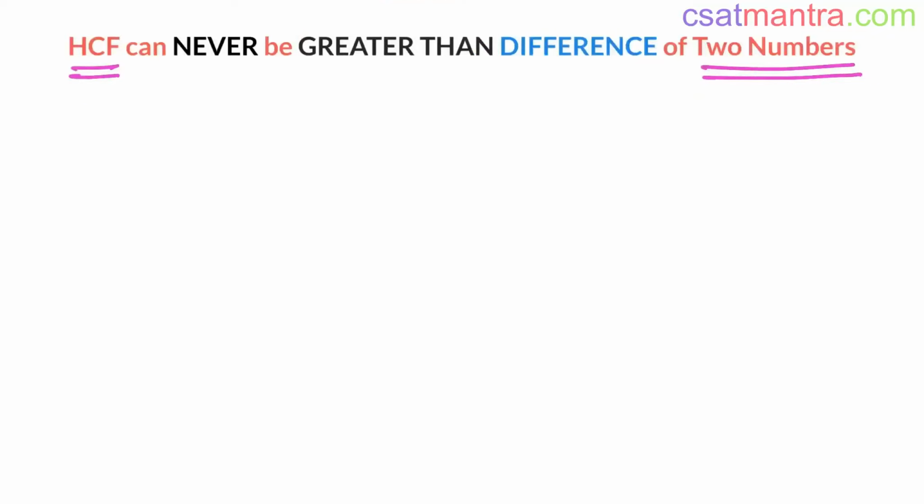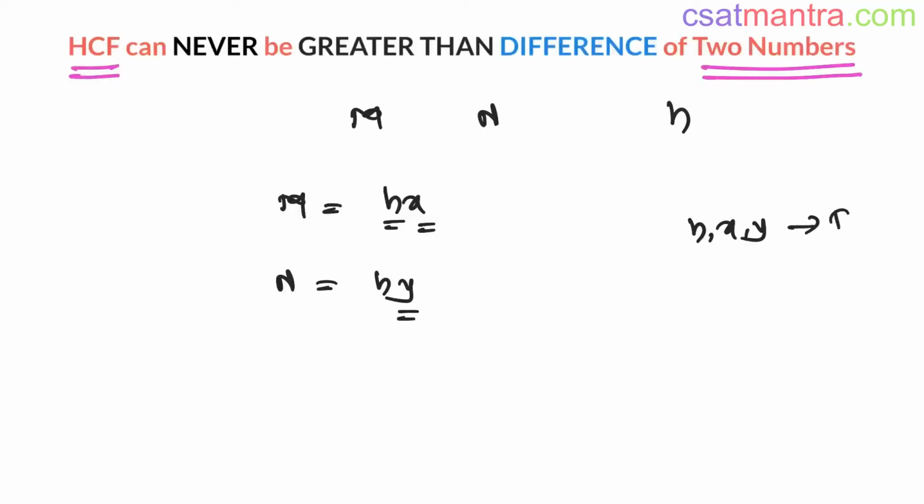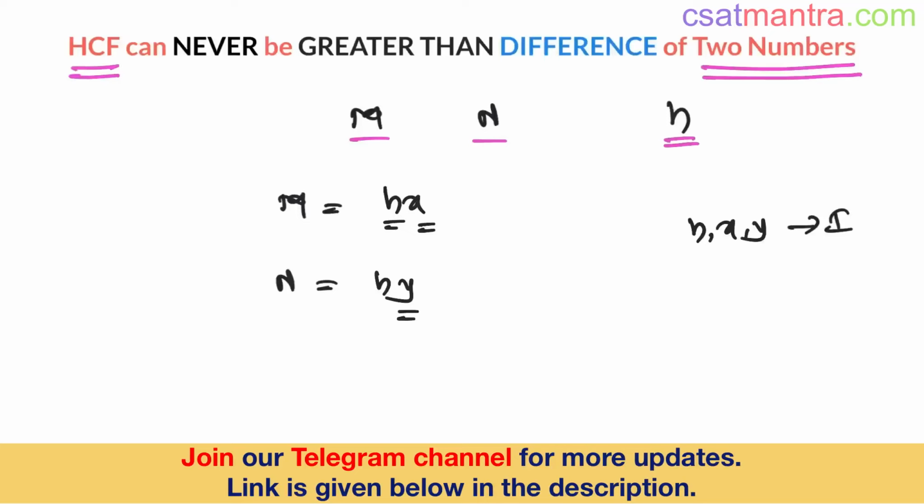We have two numbers m and n and their HCF is h. I am writing m as h x, okay? h is the HCF, x is a factor, my friends. n as h y, y is also a factor, where h, x and y are all integers. See, in HCF we are always dealing with integers, right? So the HCF will be an integer and the factors will also be integers, my friends.